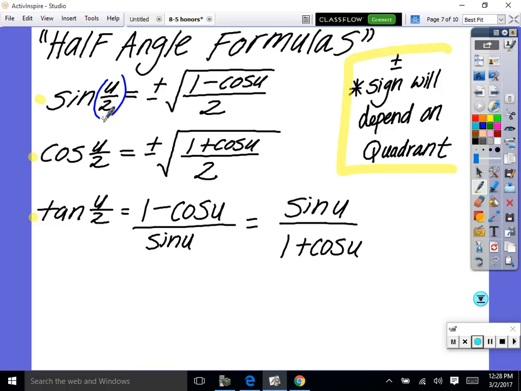So it's plus or minus, but here's the thing. It's going to be plus or minus depending on the quadrant. So sine is our x value. So depending on the quadrant, you'll put a plus or a minus in front. Does everybody get what I'm saying? So it just all depends. We'll get an example where we have to decide. Then cosine plus or minus, and tangent is just 1 minus cosine of u divided by sine of u, or sine of u divided by 1 plus cosine of u. You can use either.